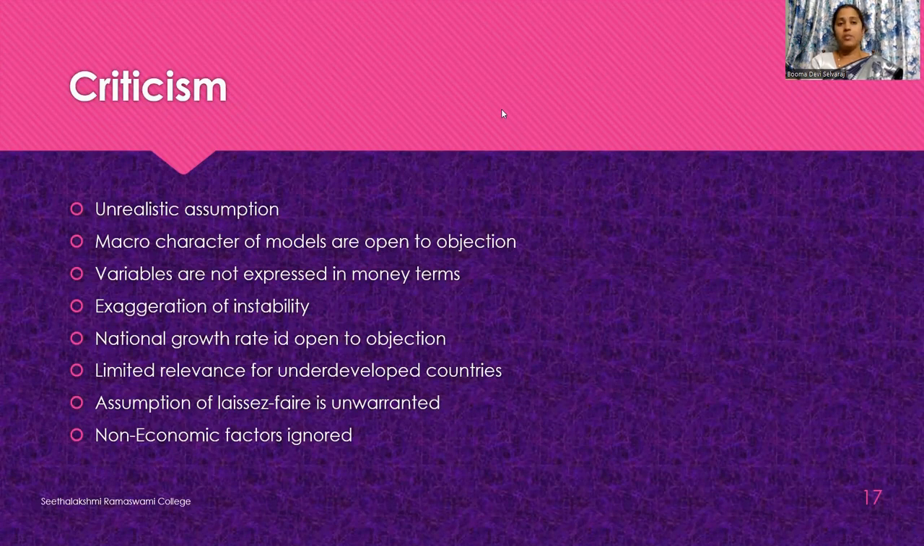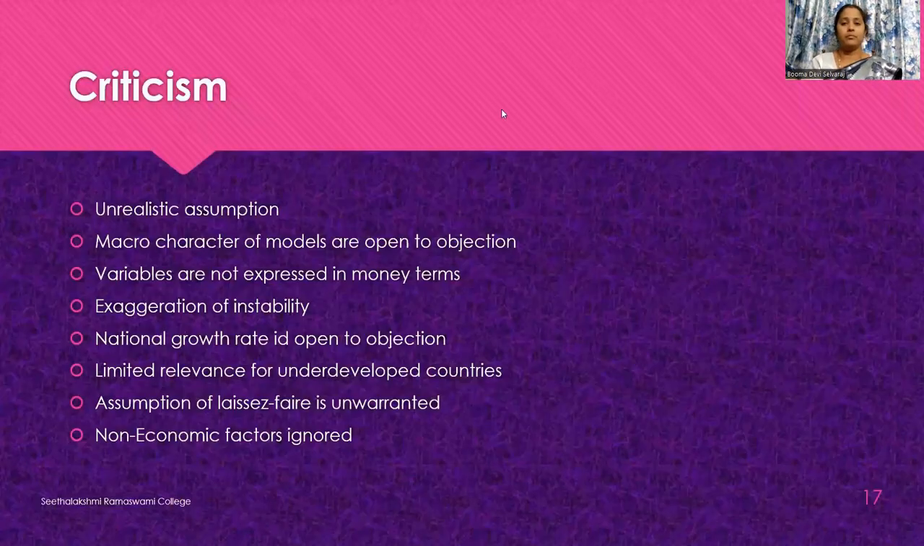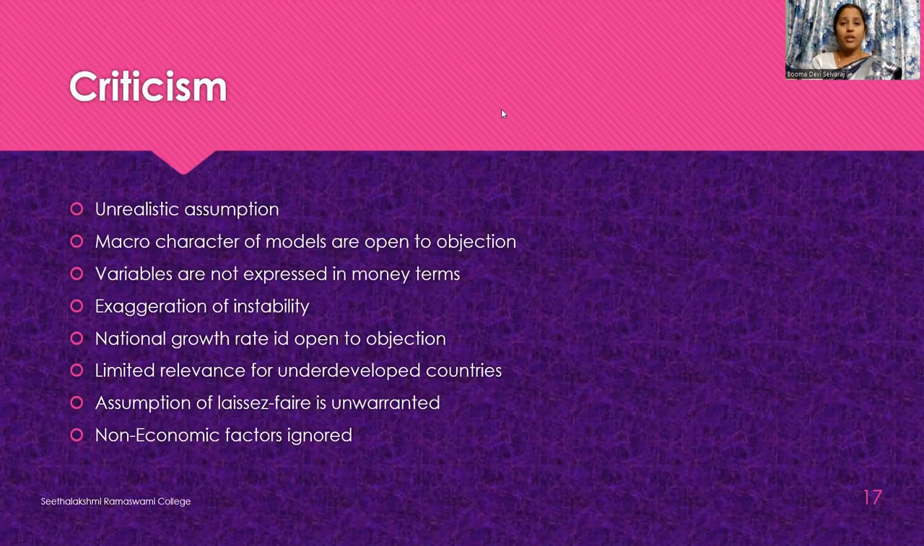The second criticism is the macro character of the model is open to objection. Any model based on aggregates can hardly explain the relation among different sectors of an economy. This model fails to explain the structural changes taking place in various sectors of the economy. These models do not consider the growth requirements of individual sectors, and this raises the possibility of disharmony among various sectors.